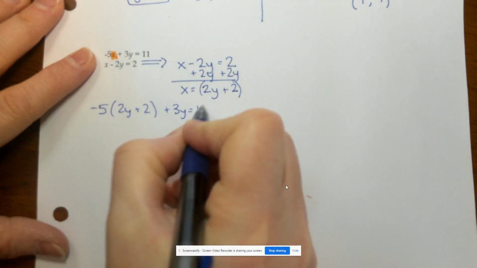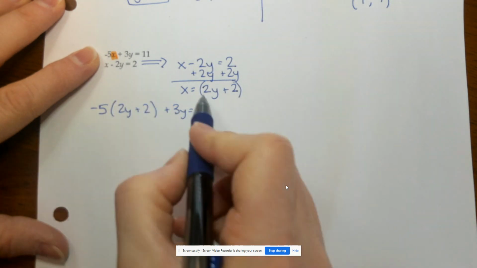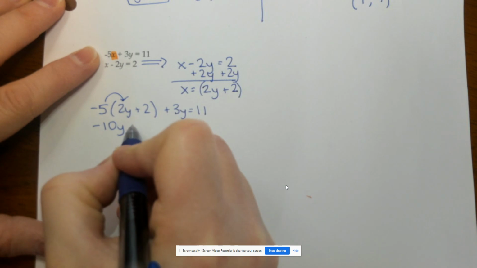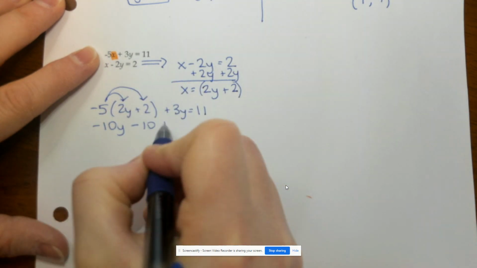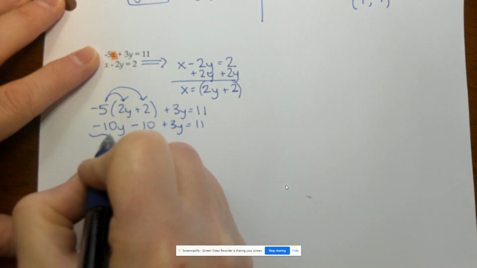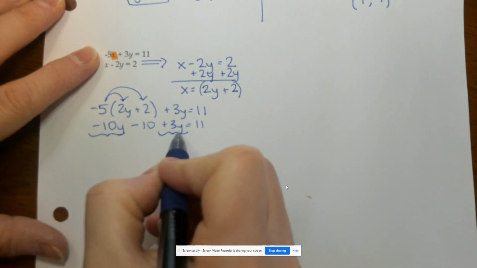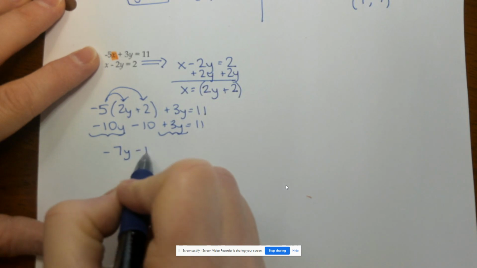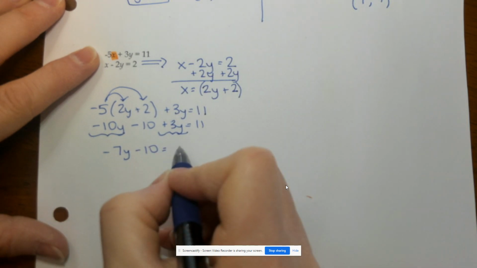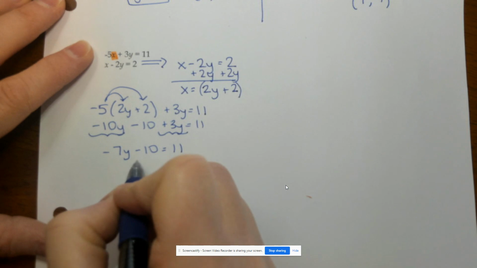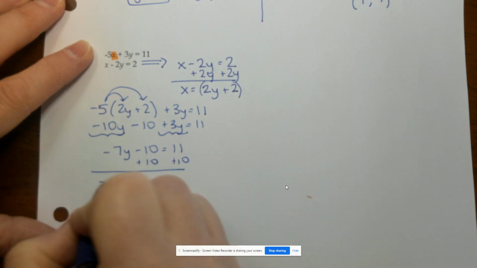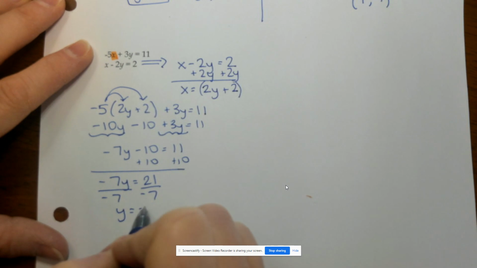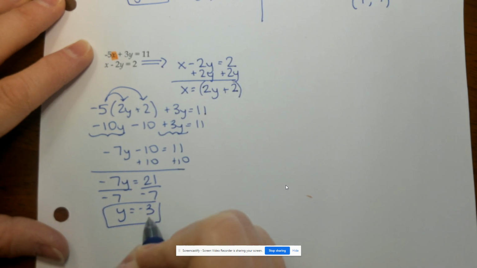plus 3y equals 11. So that all came from the original one. Just instead of the x, I plugged in everything that x was worth. So negative 10y, distributive property, minus 10, also from the distributive property. And now I need to simplify the minus 10y with the positive 3y. So a negative 10 plus 3 would be negative 7y minus 10 equals 11. I am going to add 10 to both sides. Negative 7y equals 21. Divide both sides by negative 7. y equals negative 3. Again, only the first part of my solution.